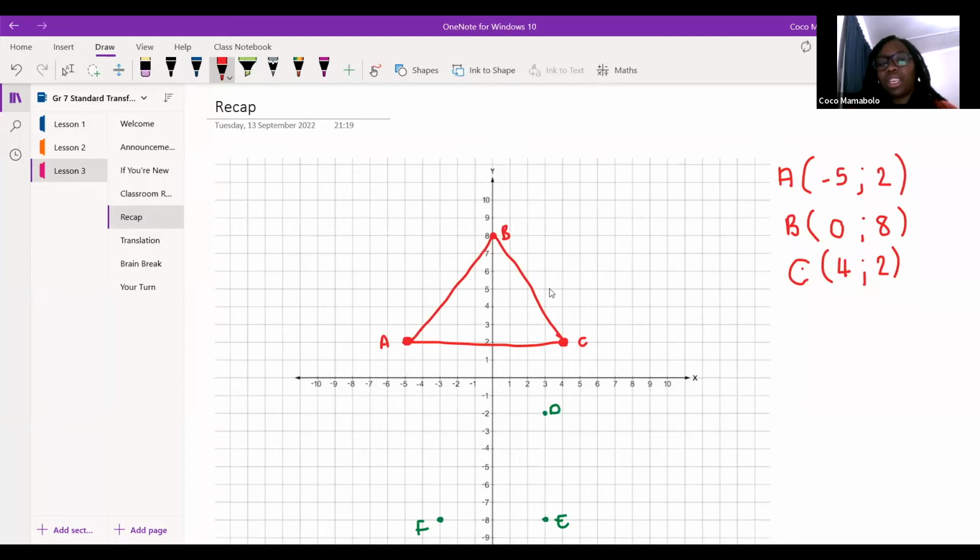It might not be equilateral, Sana. It's not quite equilateral. It's not equilateral because the sides are not 100% equal. Okay. It's a scalene triangle. It's not an isosceles. It's a scalene triangle, yes, Ndine.